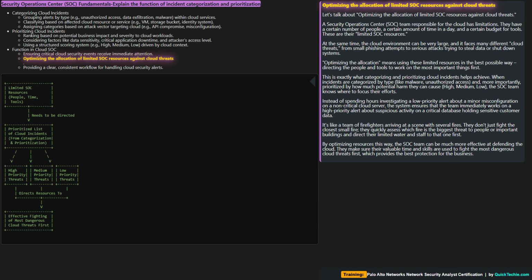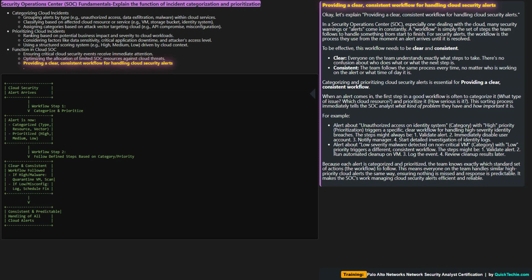By optimizing resources this way, the SOC team can be much more effective at defending the cloud. They make sure their valuable time and skills are used to fight the most dangerous cloud threats first, which provides the best protection for the business.